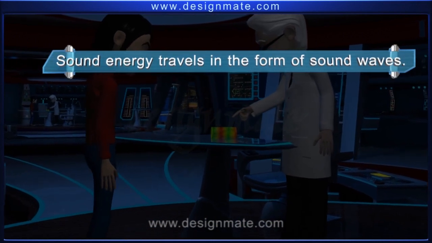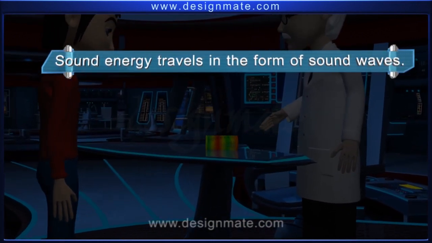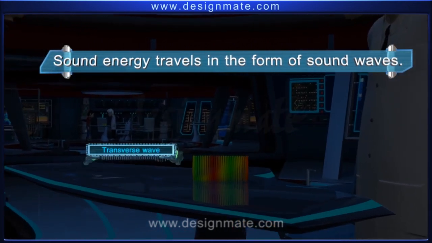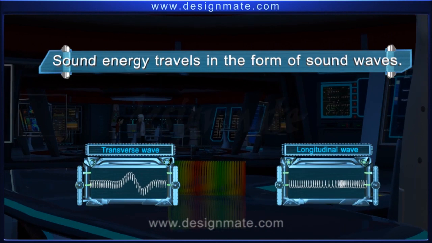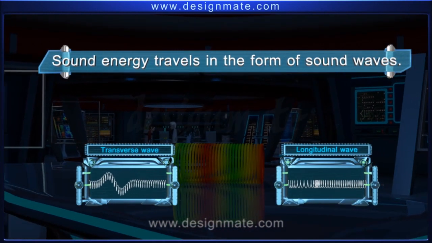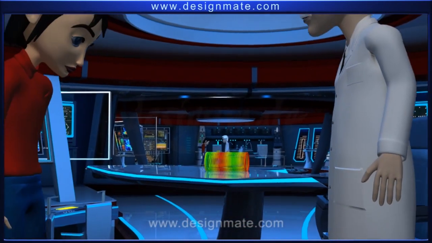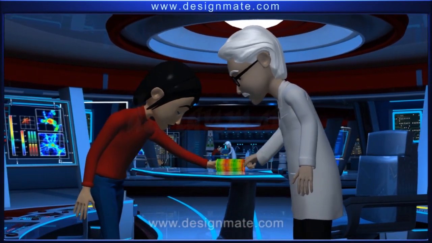Sound energy travels in the form of sound waves. There are mainly two types of waves: transverse wave and longitudinal wave. Let us see how waves travel. We can use a slinky spring to observe both types of waves.